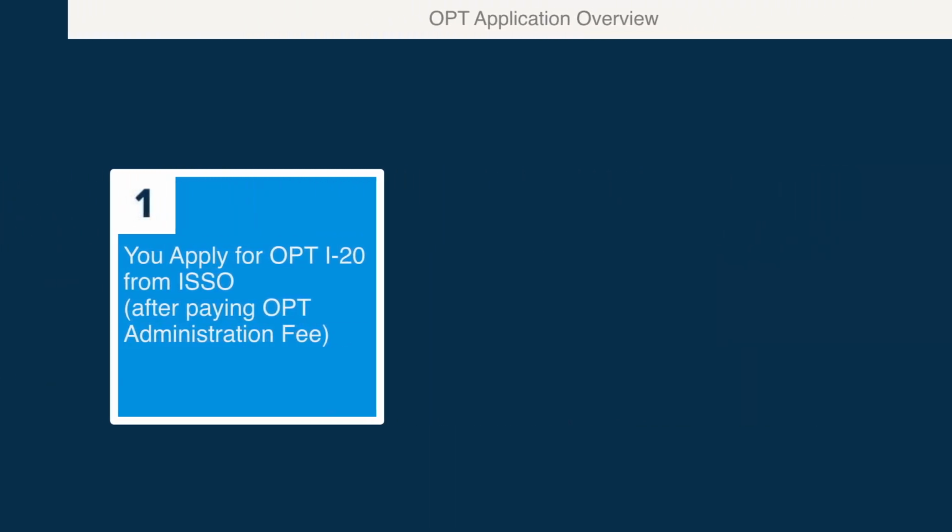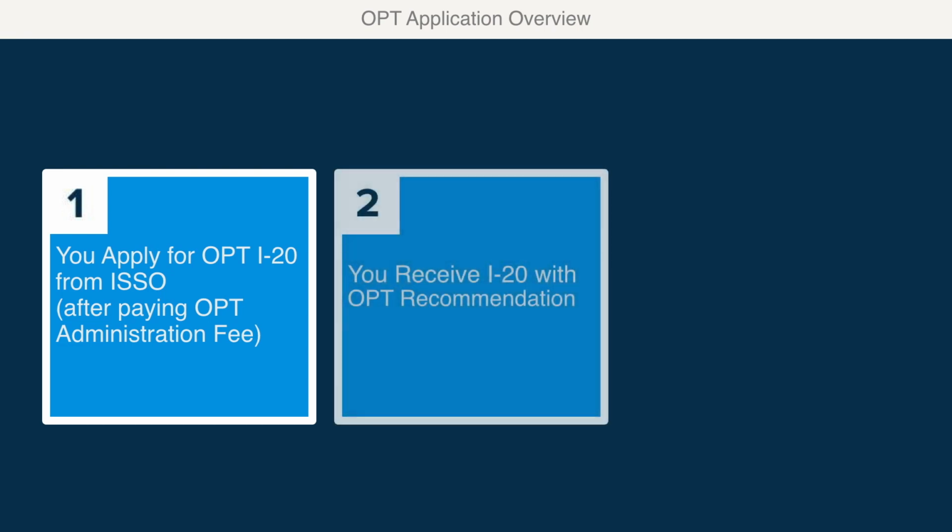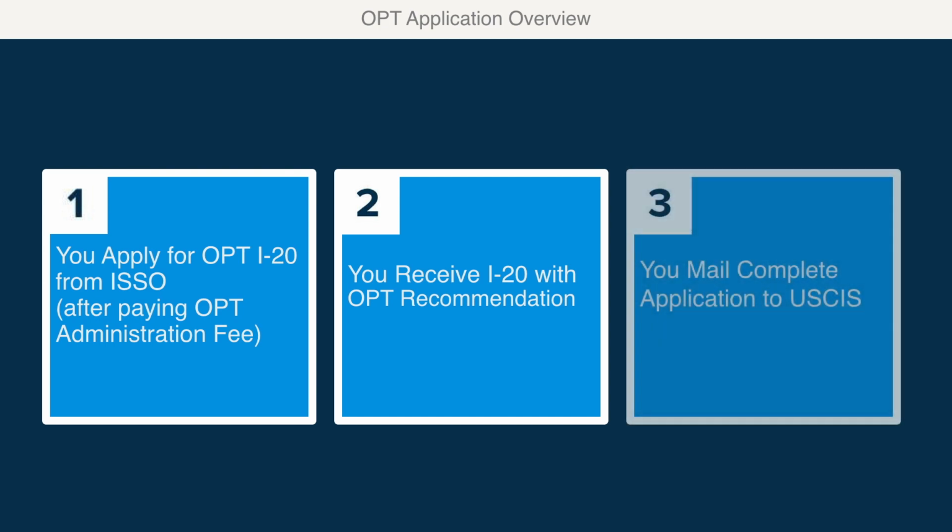Basically, there are 3 steps in the process. The first step is to submit an application to the ISSO. The ISSO will process the request through your electronic CVIS record, which will result in the issuance of a new I-20. It will have your OPT recommendation with your requested dates printed on page 2. After you get the OPT I-20 from the ISSO, you will mail a complete application with other required documents and a fee to USCIS, Immigration and Citizenship Services.